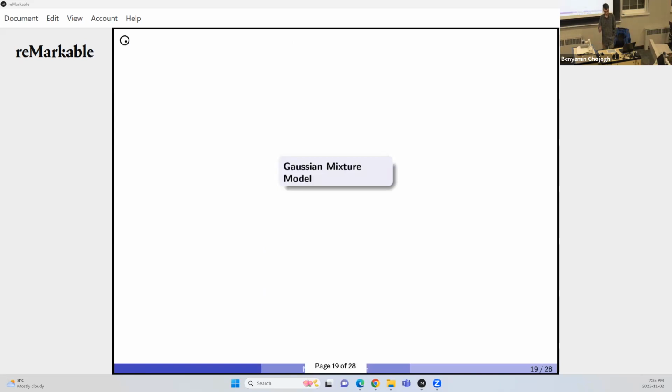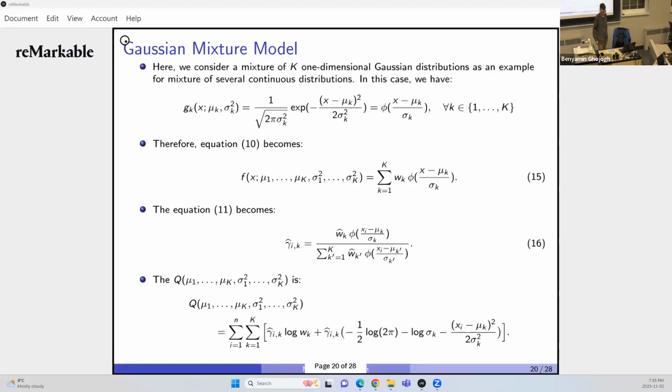So now let's go to a special case, the Gaussian mixture model. Here we consider a mixture of k one-dimensional Gaussian distributions. We can have multi-dimensional Gaussian distributions, but for now we assume a univariate Gaussian distribution. As a result, g_k becomes this. This is the PDF of the univariate Gaussian distribution. Do you agree?